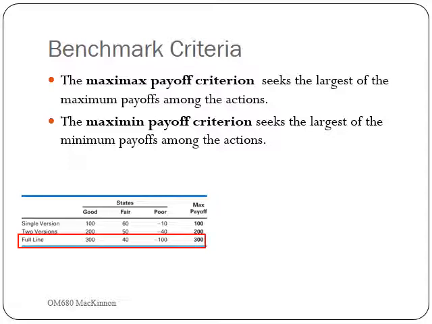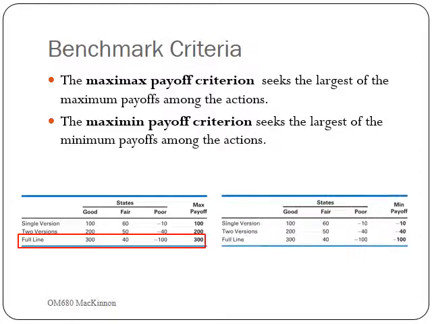And so we could use the maximin payoff criterion. This seeks the largest of the minimum payoffs among the actions. The minimum payoff is pessimistic, so it assumes that the state, the market, will be poor. And if we assume a poor market, then the maximum of the minimum payoffs is rolling out the single version. Now, this looks like the two extremes.